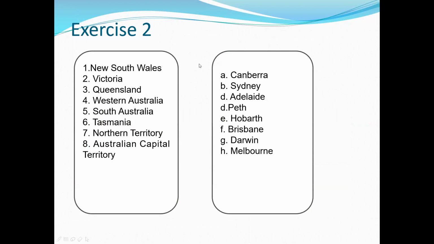Now your home task is exercise 2. Match states and their capitals. The states and territories, once again: New South Wales, Victoria, Queensland, Western Australia, South Australia, Tasmania, Northern Territory, and Australian Capital Territory. And the cities are Canberra, Sydney, Adelaide, Perth, Hobart, Brisbane, Darwin, Melbourne.